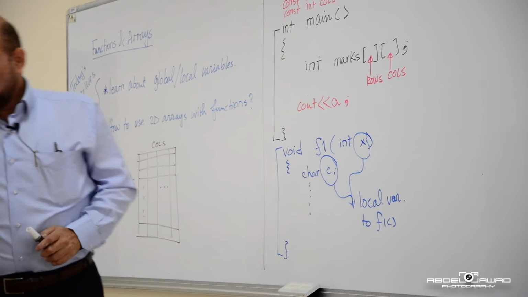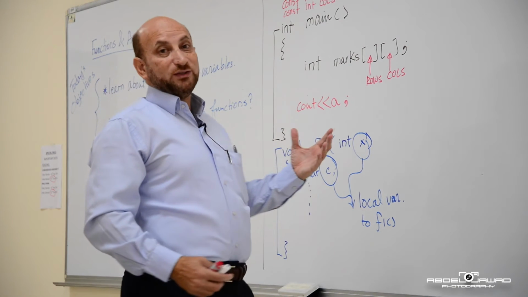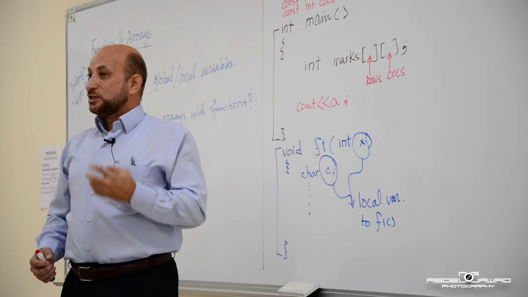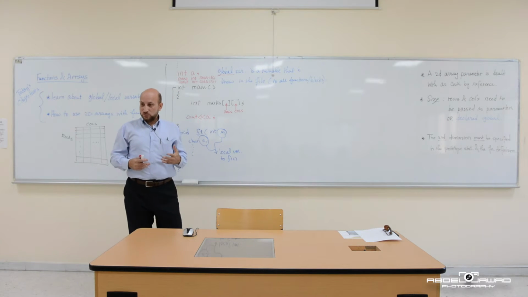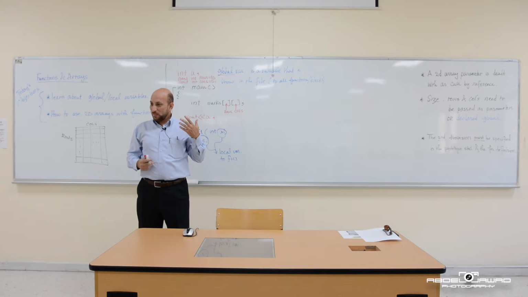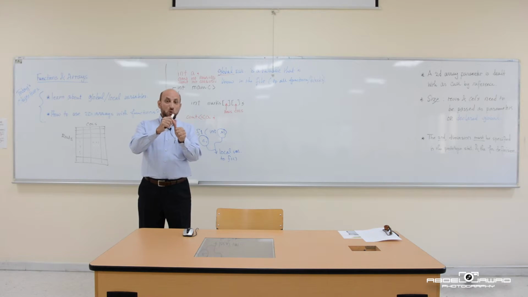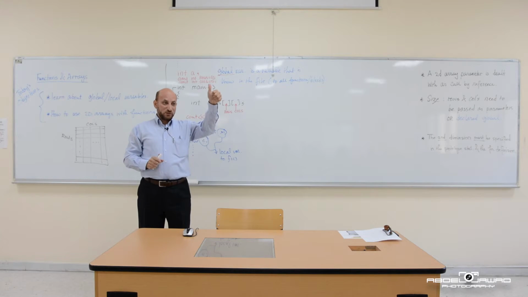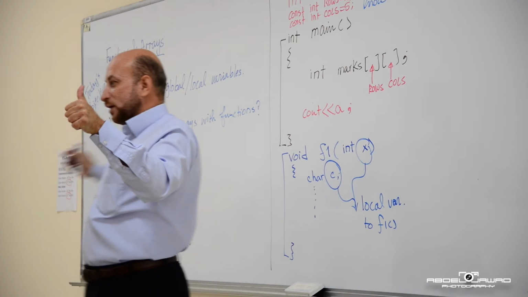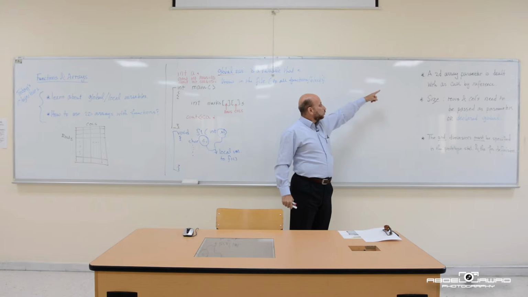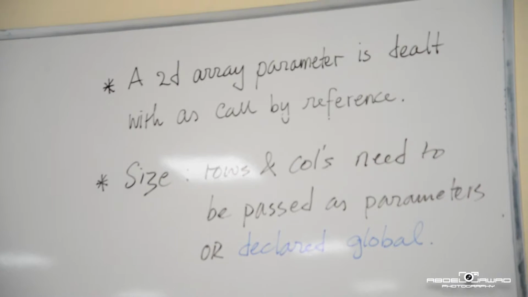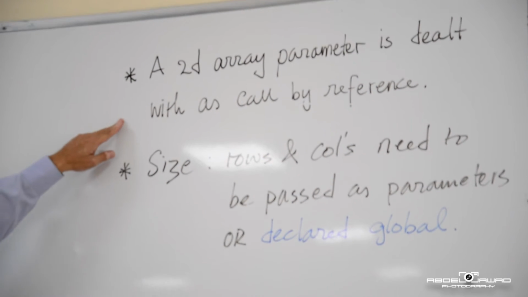Now, the question would be, if I am going to write a function that requires one of its parameters as a 2D array, are there any remarks, notes that we have to keep in mind? Like what we have done with 1D? Now, with 1D, we said whenever you pass a 1D array to a function, it will be dealt with as a call by reference. So that's the first. And that also applies to 2D arrays. So whether it's 1D or 2D, if you look at that note there, a 2D array parameter is dealt with as a call by reference.